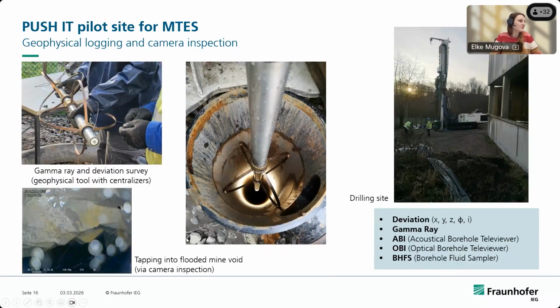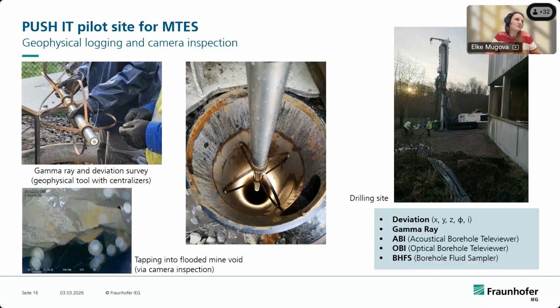Here one more picture that was also the one on the beginning slide. This is from the camera survey, or the camera inspection, when we were tapping into the flooded mine void. And if you go onto the website of the Mining Remediation Authority, they also have some really nice videos from going down the borehole into the mine.